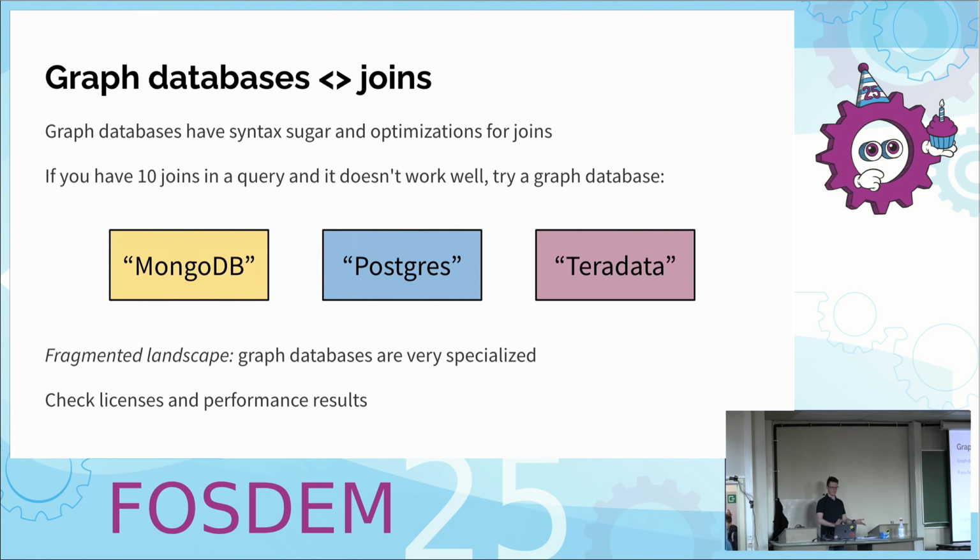Okay, to sum up, graph databases have syntax sugar and optimizations for joins. If you have 10 joins in your query and for some reason it doesn't work well in a relational system, you should try a graph database, but then based on the problem, you may want the MongoDB, the Postgres, or the Teradata of your database. And licensing is difficult. Check the licenses before using the software and check the performance results. Thanks a lot.